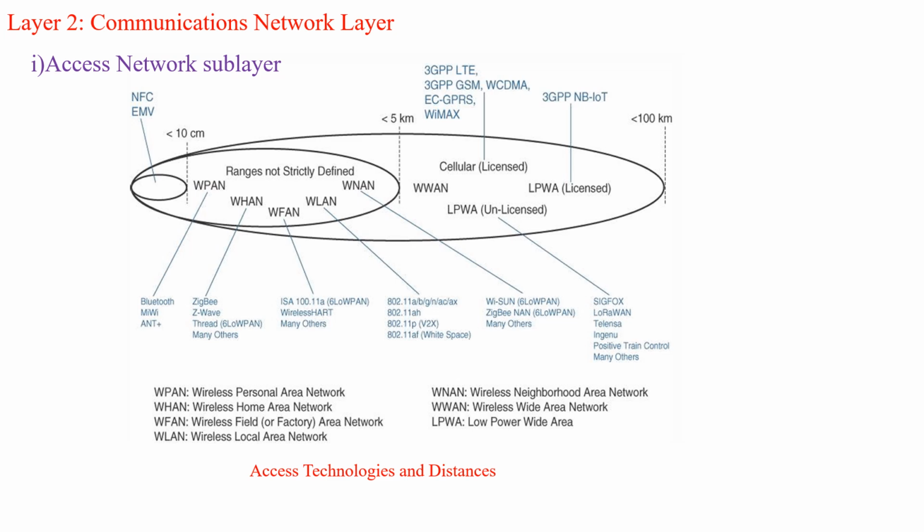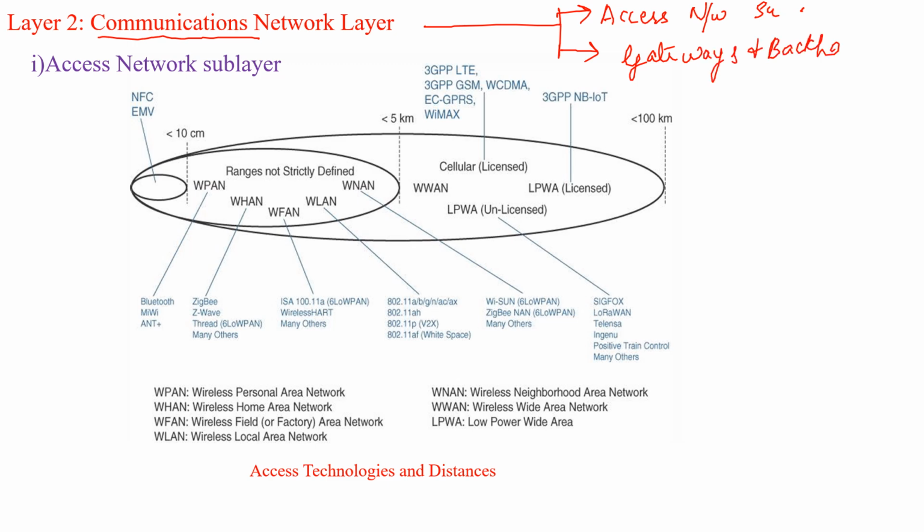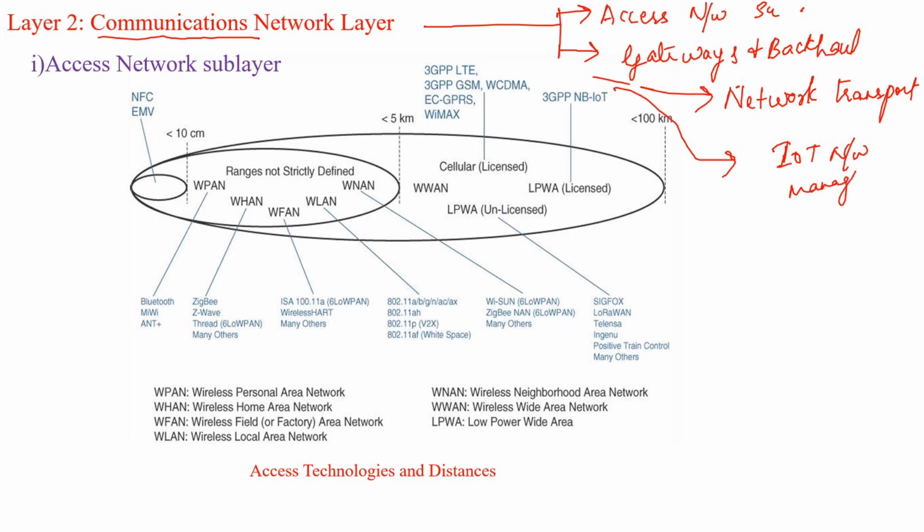So the next layer is your communication network sublayer. Under the communication network sublayer, you have four sublayers. The first one is your access network sublayer, and the second one is your gateways and backhaul sublayer. Your third one is your network transport sublayer, and the fourth one will be your network management, that is the IoT network management sublayer.